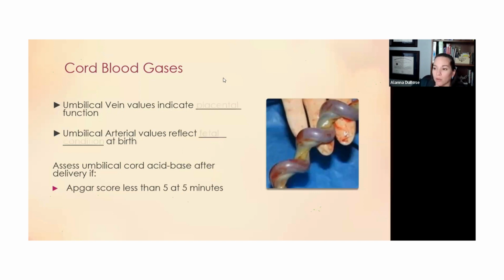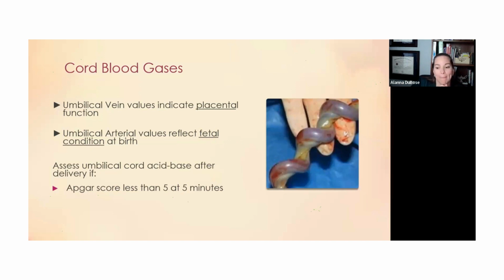I'm just going to click through this because I always confuse myself. When we get the umbilical vein cord blood gas, it's going to indicate the placental function. So how well was the placenta functioning? What was it sending to the baby, right? And then the umbilical artery is going to tell us how the baby was doing. The arteries are going away from the baby's heart toward the placenta, and that's going to give us the actual acid base status of the baby's metabolism at that moment in time. So the artery gives us the information that we want, but comparing it to the vein tells us even more what to do with it.